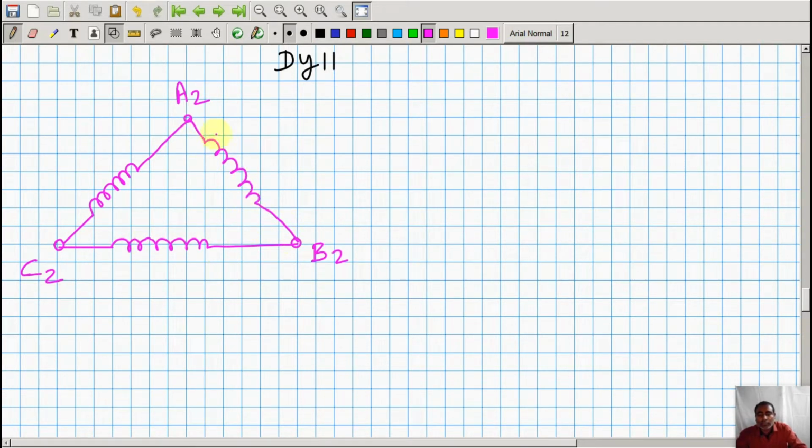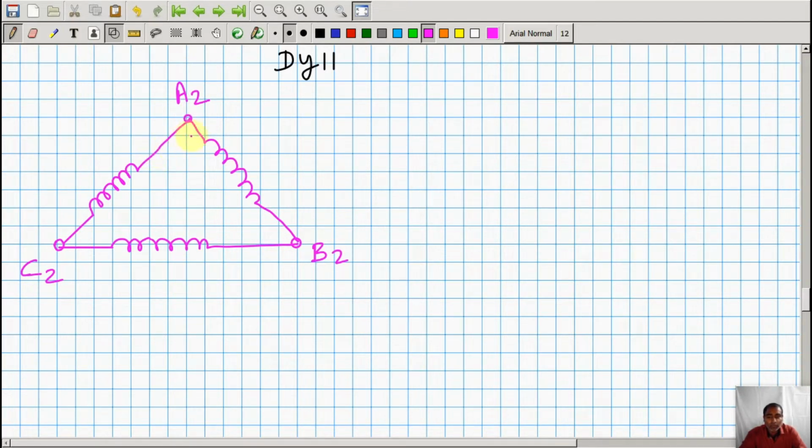Now we all know that a winding has got 2 terminals. I mean to say, if there is a terminal A2, there will be terminal A1. So for the phase A winding, there will be 2 terminals, A2 and A1. For the phase B winding, there will be 2 terminals, B2 and B1. For the phase C winding, there will be 2 terminals, C2 and C1. But right now we will not write the other terminals, that means A1, B1, C1.